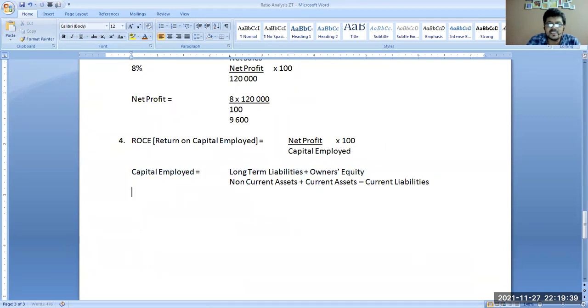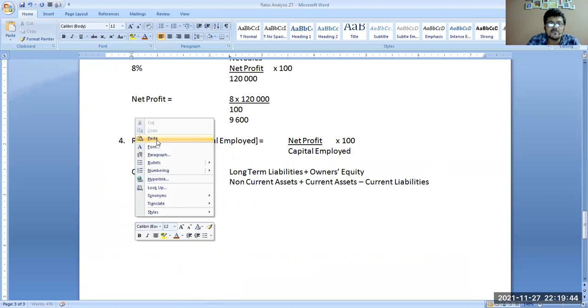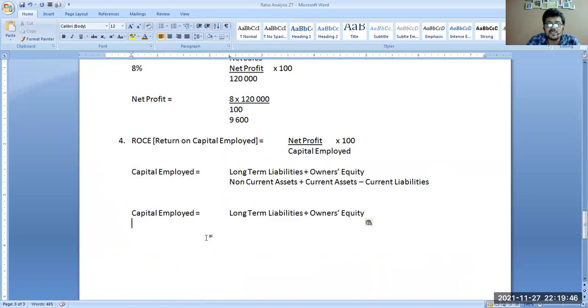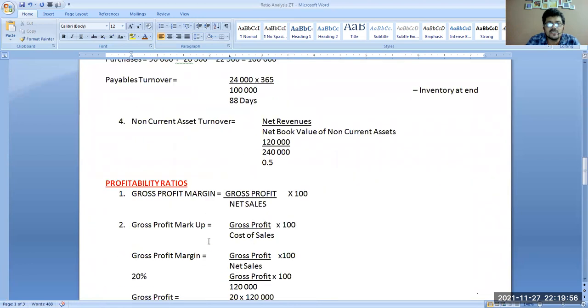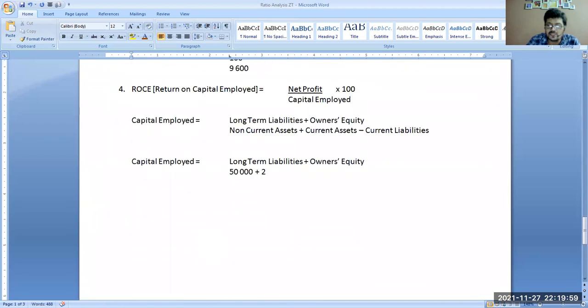Okay, it's very easy. Most of the time in O-levels and A-levels, I found that the first formula is given. See, what is the amount of long-term liabilities? It's given, 50,000. Plus, what was the amount of shareholders' equity? 266,000 is the owners' or shareholders' equity. So total capital employed would be how much? 50 plus 266, 316,000. 316,000 is your total capital employed.